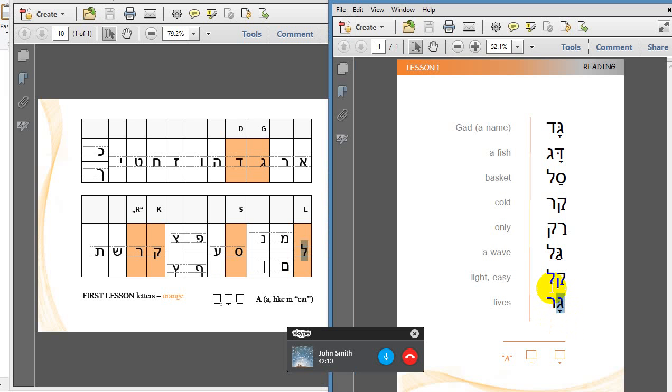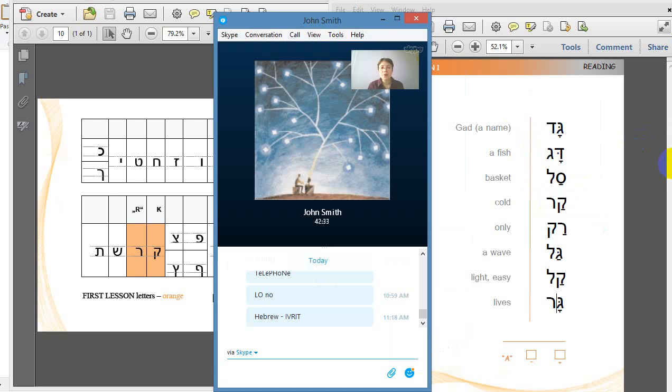The vowel is A, and the other letter is R. So what do we have? Gar, lives, he lives. We'll talk about verbs later. This is just to practice the reading, and there was one word I want you to know that I didn't mention so far. If you don't think that Hebrew is easy, you want to say that, oh, Hebrew is a mess. But don't think that. I don't want you to think like that, but I want you to know the word for mess.